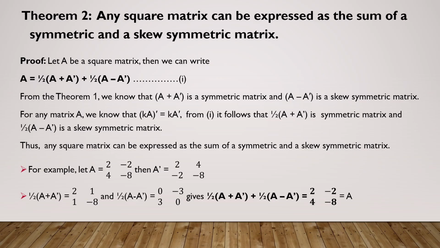So we have shown that any square matrix A can be expressed as a sum of a symmetric and a skew symmetric matrix. Suppose you are given an example to express the matrix A as a sum of symmetric and skew symmetric matrices. What you have to do is first find A plus A transpose multiplied by half. That will be a symmetric matrix. Then find A minus A transpose multiplied by half. That will be a skew symmetric matrix. And you can always verify that A is the sum of these two matrices.